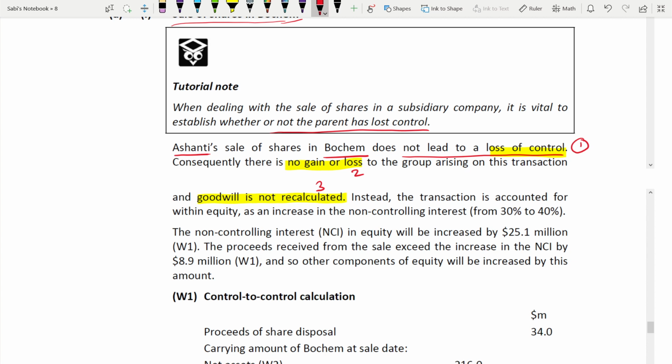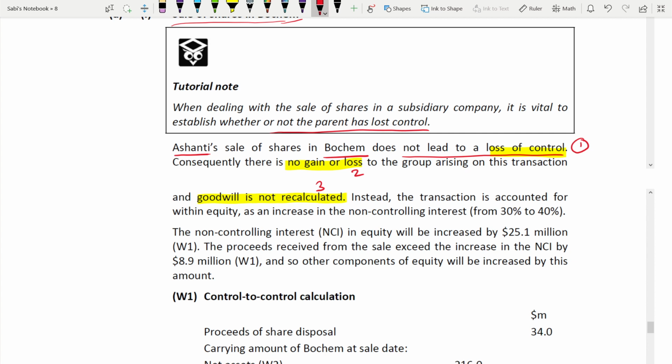Number 3, goodwill is not recalculated. Why? Goodwill is only calculated when you initially acquire a subsidiary. Remember that always. The second time when you dispose, I know it's still a subsidiary, but the second time you don't calculate goodwill. Only initially. Goodwill will not be recalculated from what you calculated in the beginning when you acquired the 70%. Only once. And instead the transaction is accounted for within equity.